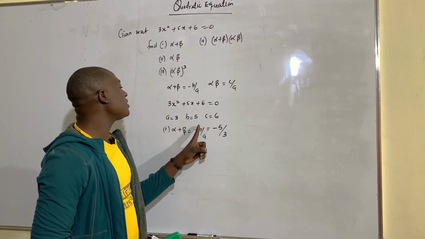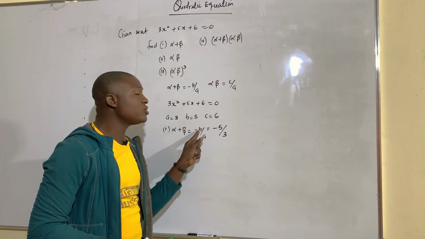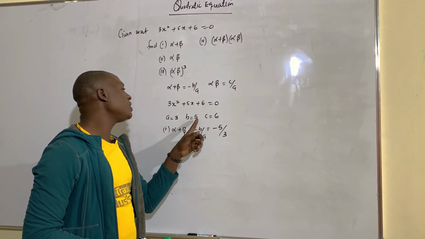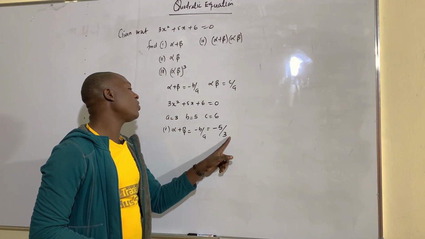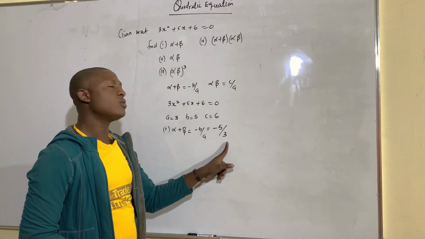Alpha plus beta is minus b over a. This minus, we have it there. Assuming this b also contained a minus, we just see minus times minus, and that's going to be plus. But now we are only looking at b having a positive number. We have minus 5 all divided by our a, which is 3. That's why we have minus 5 over 3.